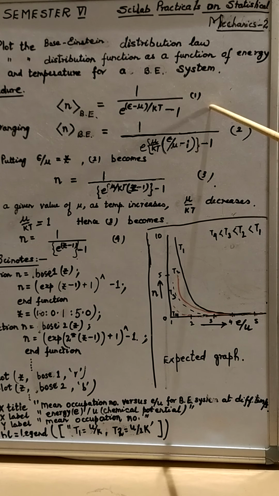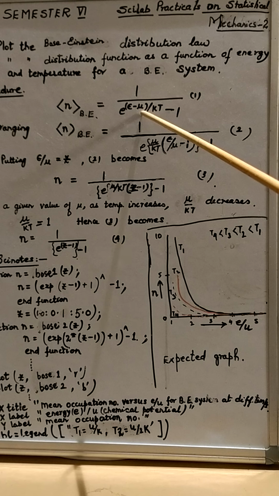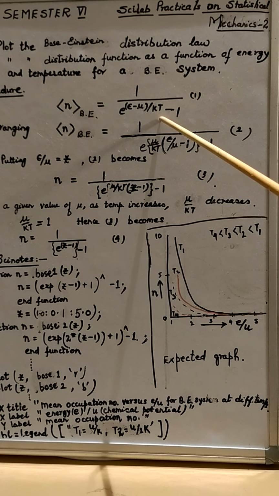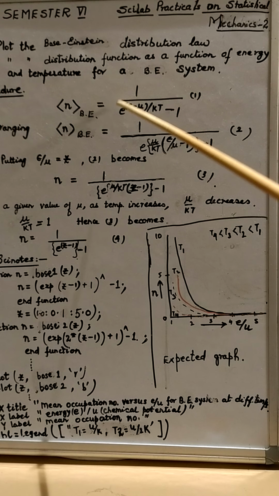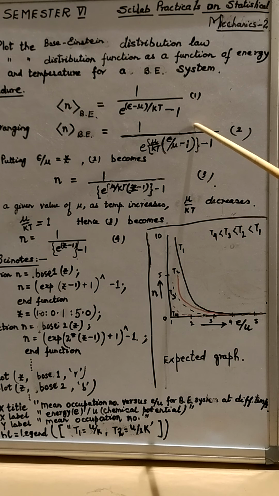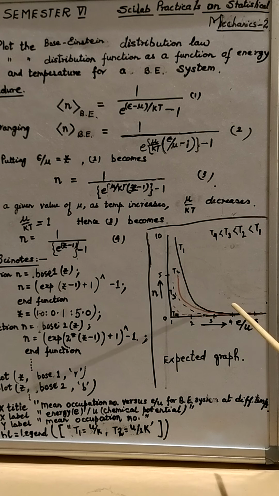And you can see from here that if I put epsilon equal to mu, then this becomes e to the power 0 by kT. Now, whatever be the value of temperature, this whole thing will become 1. So 1 minus 1 is 0, and 1 divided by 0 is equal to infinity. So all the graphs have a tendency to go to infinity.